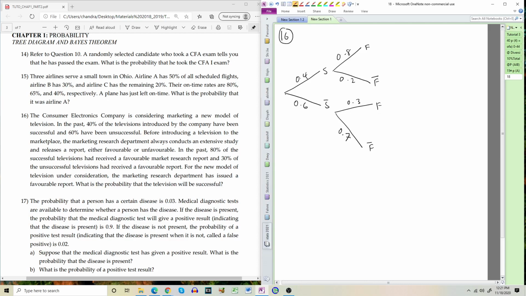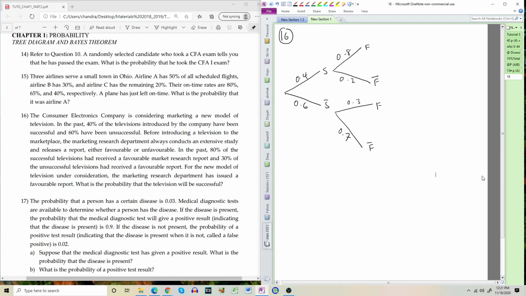Okay, so if the television is successful, the report is favorable, which means the report is positive, people like the television, is 0.8. If the television is successful, people don't like the television, is 0.2. If the television is unsuccessful, people like the television, 0.3, and don't like, 0.7. That's how you have to read the thing.